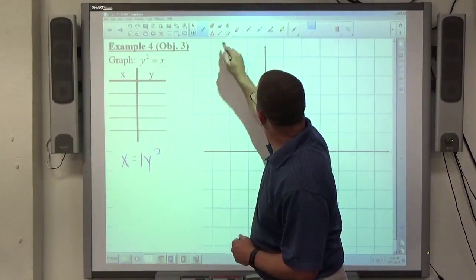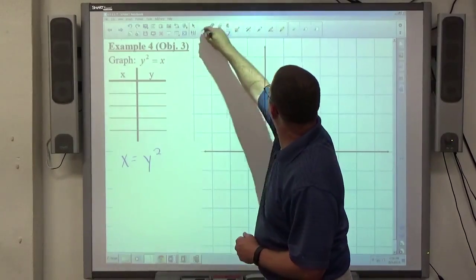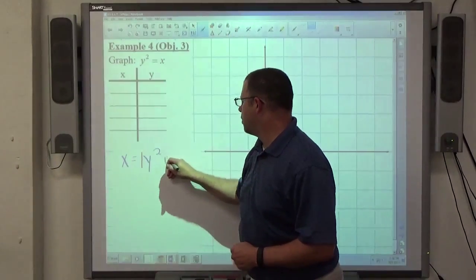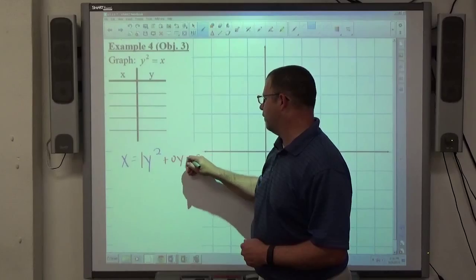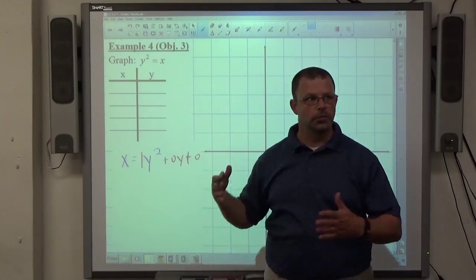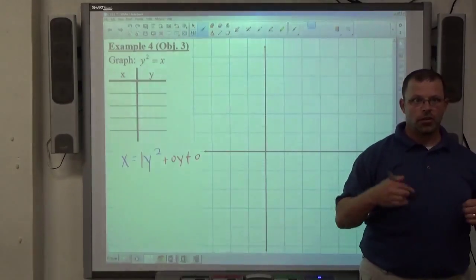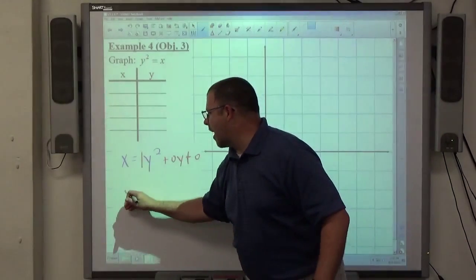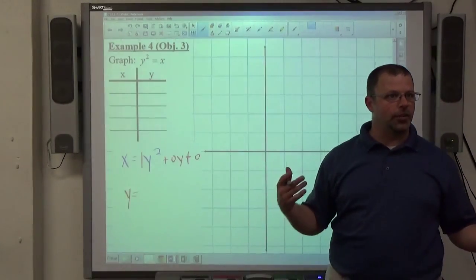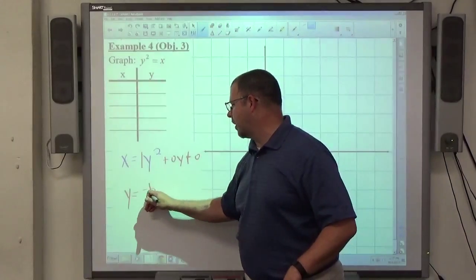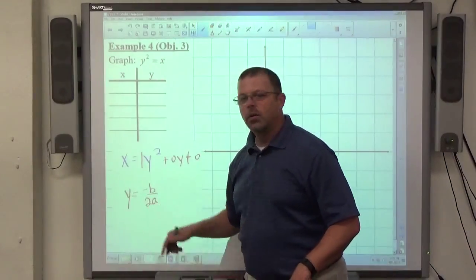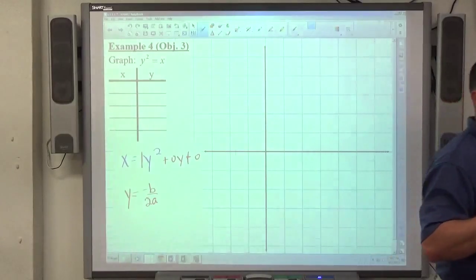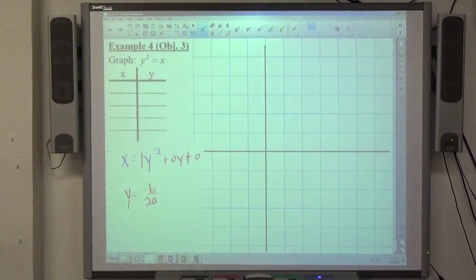1y squared plus 0y plus 0. If we create a quadratic structure to it, because it is y squared, there's an understood 0y, there's an understood 0. If I wanted to figure out the magic y that would help me figure this out, it'd be y equals negative b over 2a again. The reason it's y equals instead of x equals is because it's y squared instead of x squared.